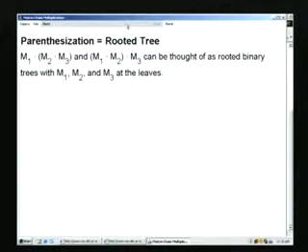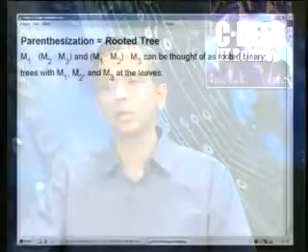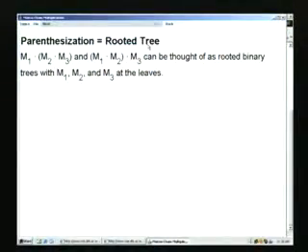The problem now is that we can take our product and parenthesize it in this way, or we can parenthesize it in this way. We could speak of parenthesizations, but I would like to point out that these parenthesizations can also be thought of as rooted trees. So, let me explain that.